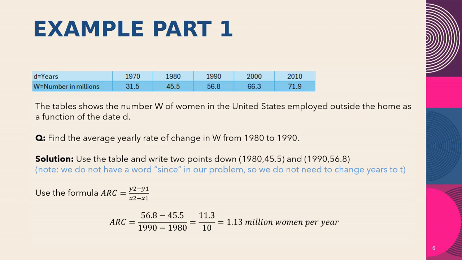So we remember the formula already for the average rate of change. We need to use this formula. Please be careful and please remember that years are always on the bottom, and the yearly rate of change in W is 1.13. Always remember about units, and in this case it is million women per year.